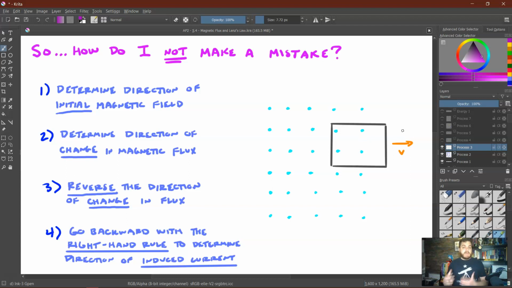And since it's being pulled out of the field, there will be a change of flux through that loop because the amount of magnetic field going through it will go down. If it was in the middle of the magnetic field moving around, there would be no change. But because it's at the edge, that matters.